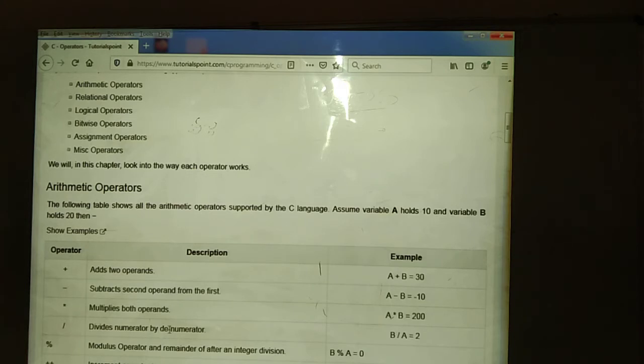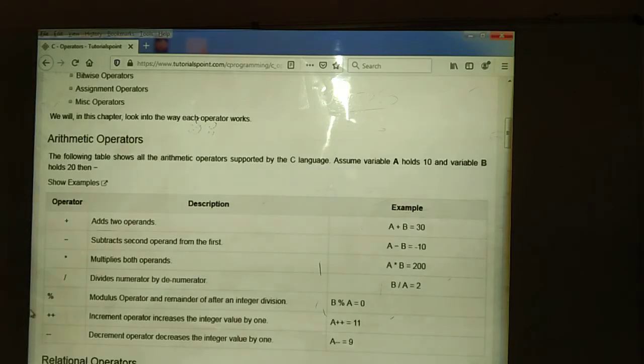Next, the division operator. This one is the forward slash. Divide the numerator by the denominator. B by A, 20 by 10, equals how much? The coefficient here we are going to get is 2. Then the remainder will be how much? 0.